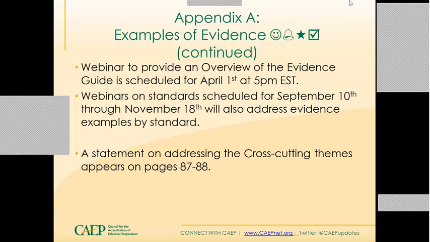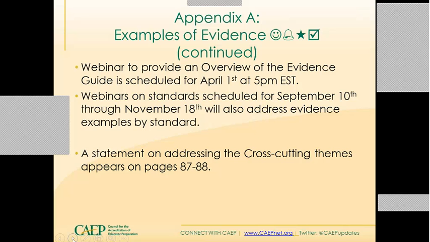And then last of all, in this section, on pages 87 and 88, right before the evidence table, there's another couple of paragraphs that make a statement about addressing the cross-cutting themes, where you're going to need to incorporate technology for standard 1, 2, and 3, and then how you would address that as an overall cross-cutting theme statement. Okay? So for the Accreditation Handbook, that's a pretty solid overview of the information that's contained in it.